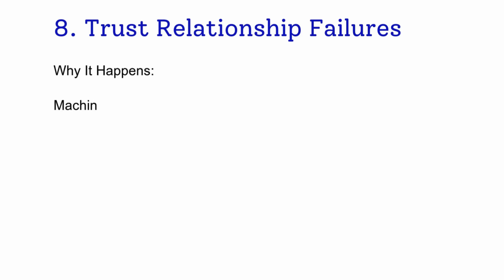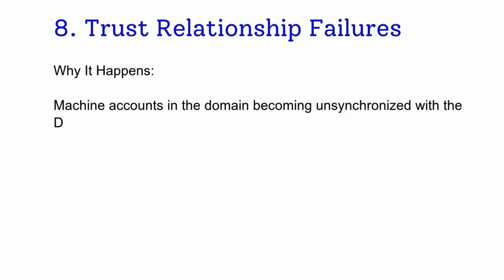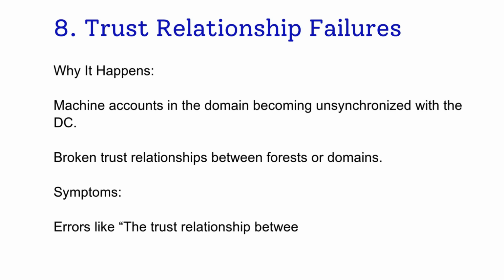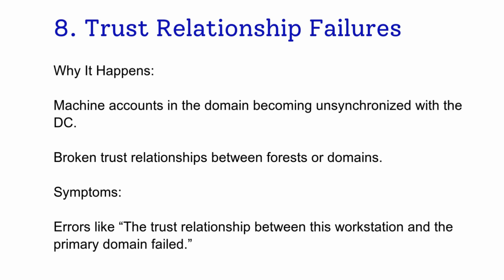Number 8, trust relationship failure. Why does it happen? Because machine accounts in the domain become unsynchronized with the domain controller, and the trust relationship is broken between forests or domains. The symptoms are errors like: the trust relationship between this workstation and the primary domain failed.